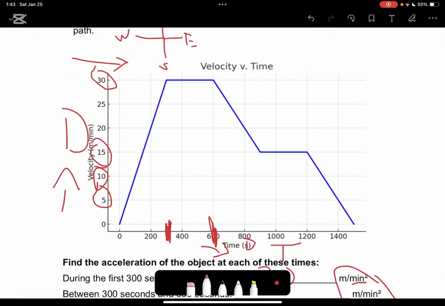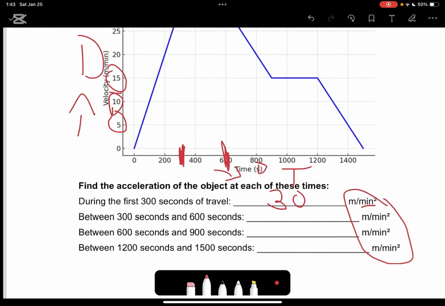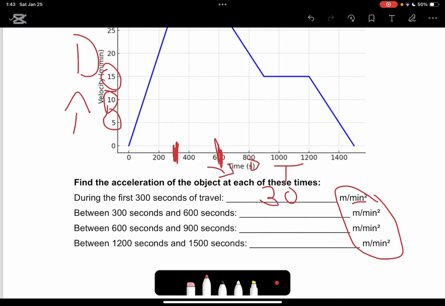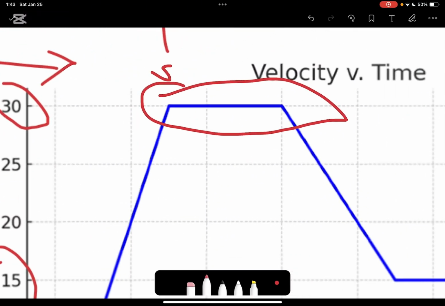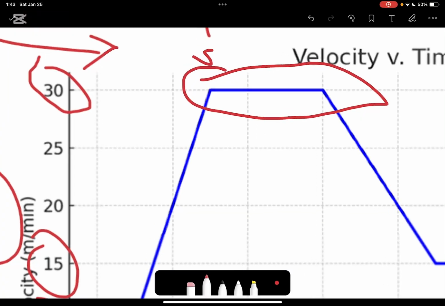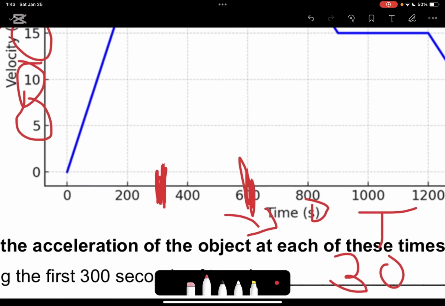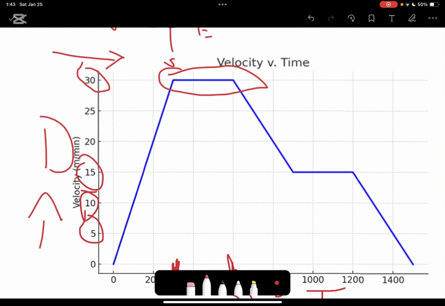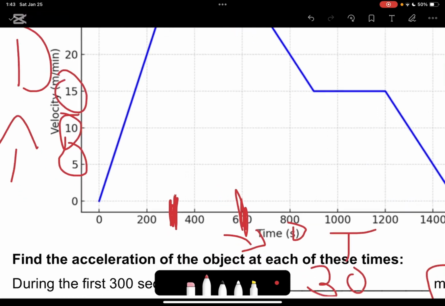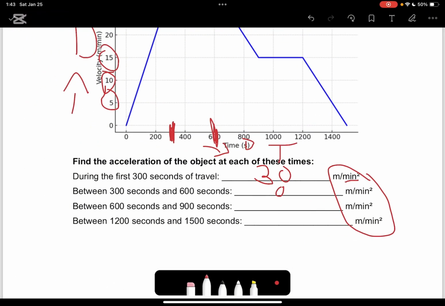Between 300 and 600, so about here, as you can see, the line has stopped. It stayed at rest, while the time is moving. So the answer is 0, because you can see a straight line.